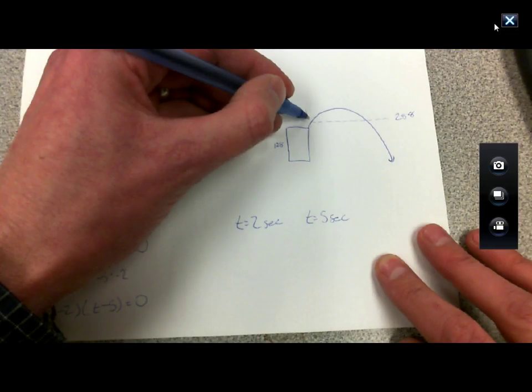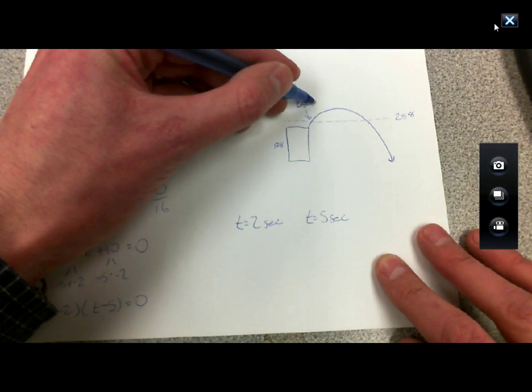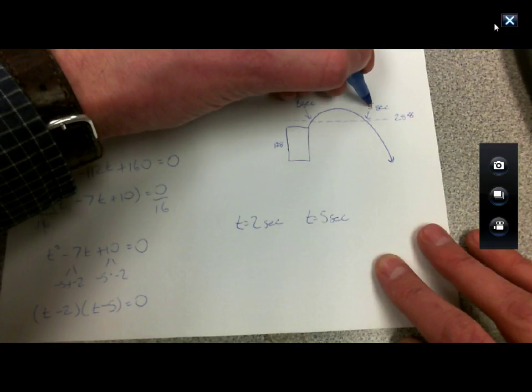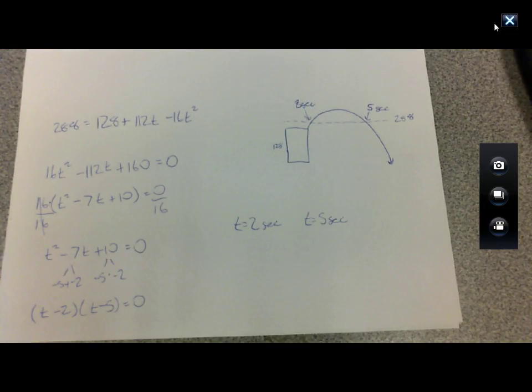So that would be your 2 seconds right there, and over here would be your 5 seconds. So that's how we can use this zero product property, and that's how we can use factoring to solve a more real world situation.